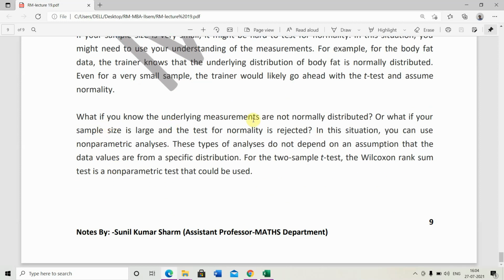What if you know the underlying measurements are not normally distributed? Or what if your sample size is large and the test for normality is rejected? In this situation, you can use non-parametric analysis. These types of analysis do not depend on the assumption that the data values are from a specific distribution. For the two sample t-test, the Wilcoxon rank sum test is a non-parametric test that could be used.